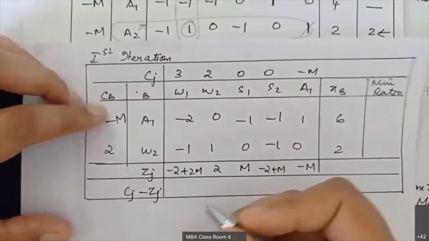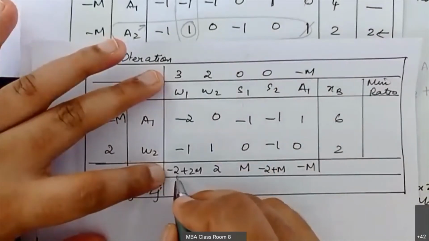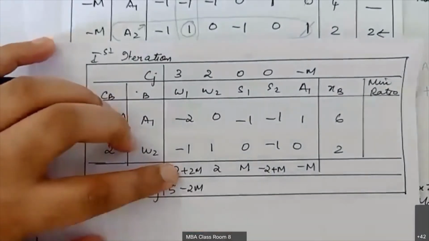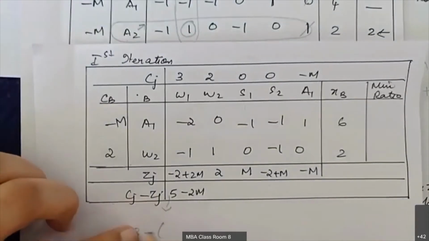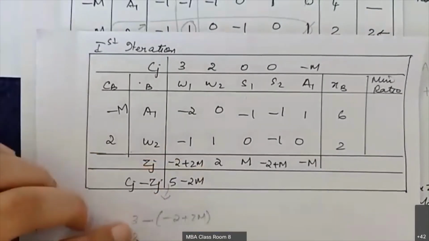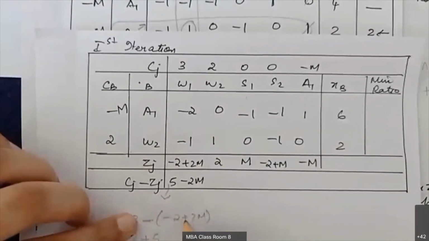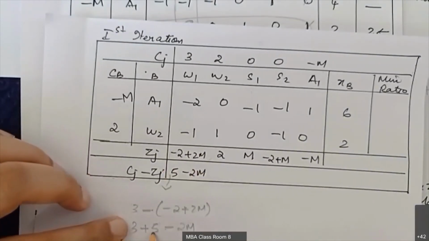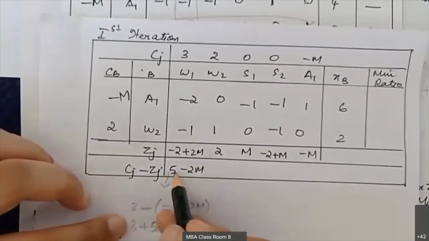Okay, then we have Cj minus Zj, 3 minus of minus 2 plus 2M. So 3 plus 2, that is 5. Then again minus 2M. How will we calculate this value? It is 3 minus of minus 2 plus 2M. So 3 minus of minus is plus 5. Then minus into this plus, so it is minus 2M. So 3 plus 2 is 5 minus 2M. So it is 5 minus 2M.